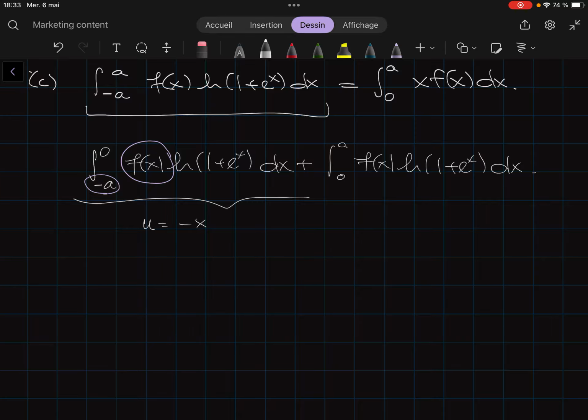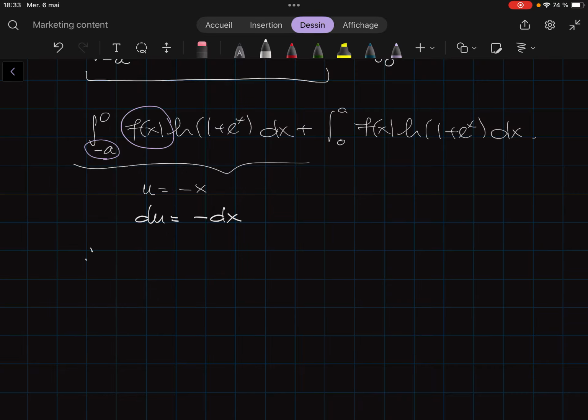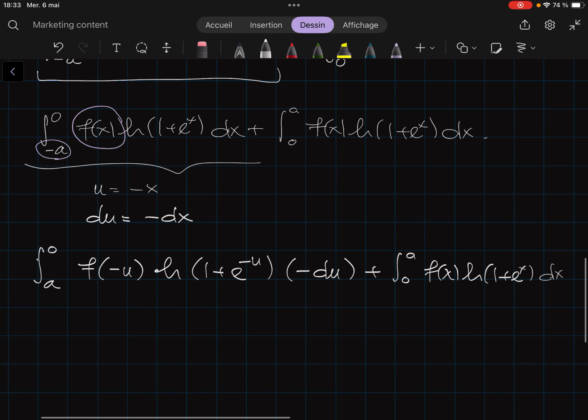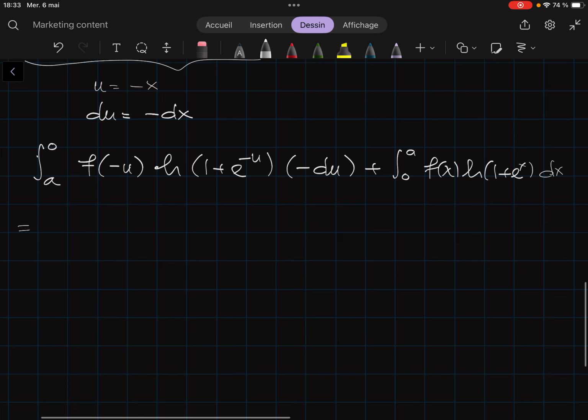So if u is equal to negative x, du is equal to minus dx. Integral becomes from a to 0, f of minus u, ln of 1 plus e to the minus u, minus du, plus the second integral. Where do we go from here? With a minus, we have f of negative u. So this is nothing more than f of u, because that's what we're given.